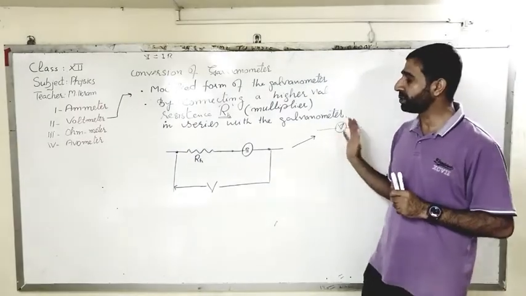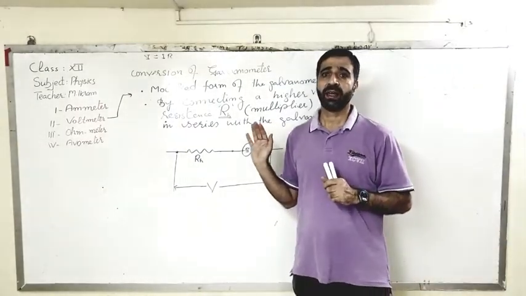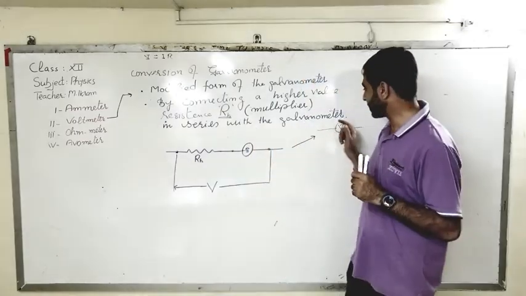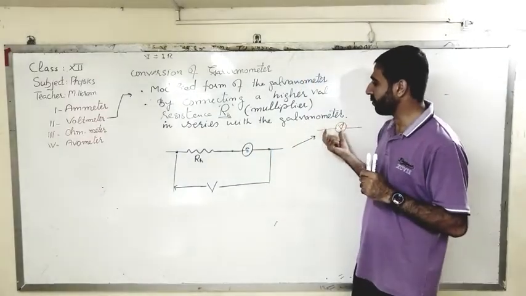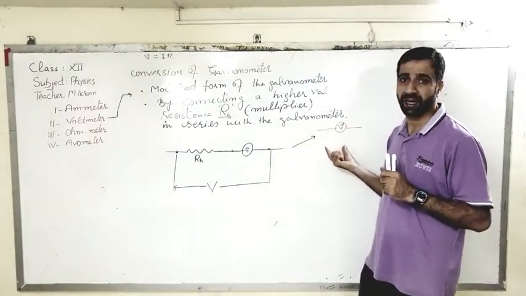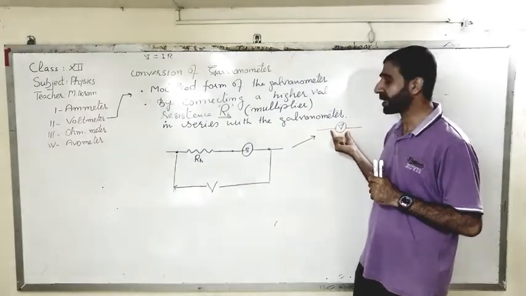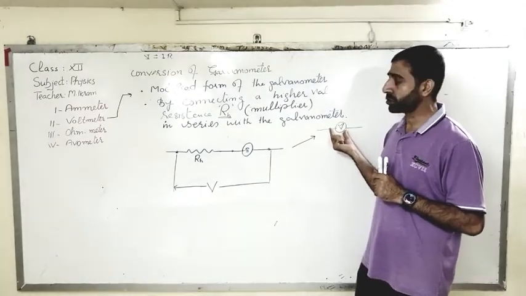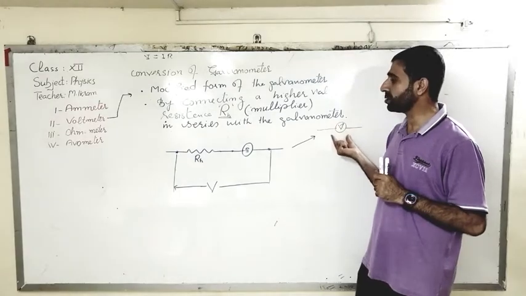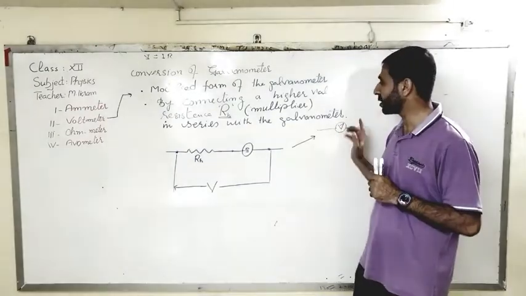So the voltmeter is usually connected in parallel. So the voltmeter should have what? A very high resistance, so that practically no current passes through the voltmeter.